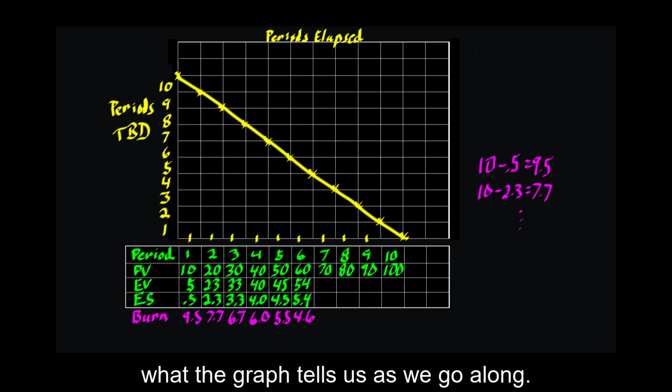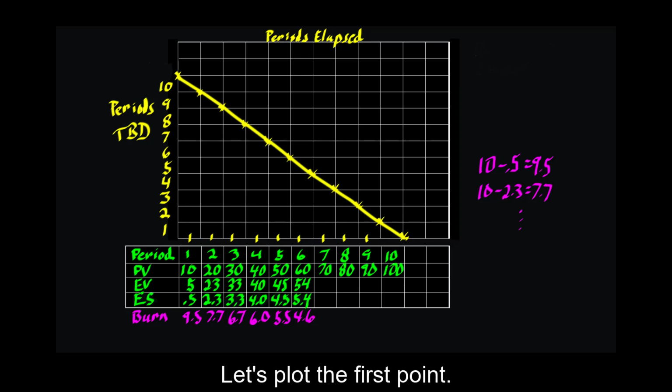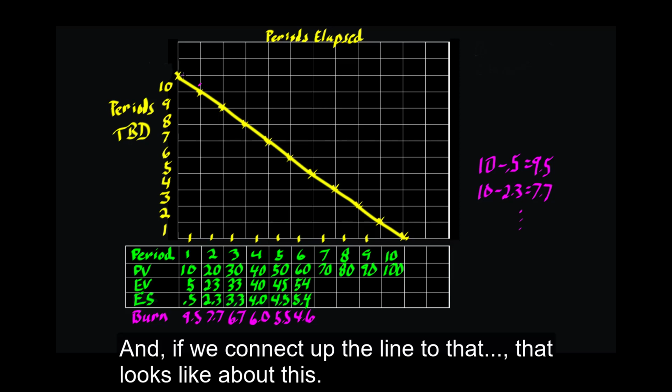We'll plot these points on the chart, but rather than doing them all at once, let's see what the graph tells us as we go along. Let's plot the first point. That's 9.5. That's about here. And if we connect up the line to that, that looks like about this.